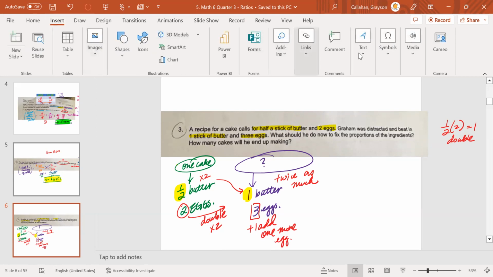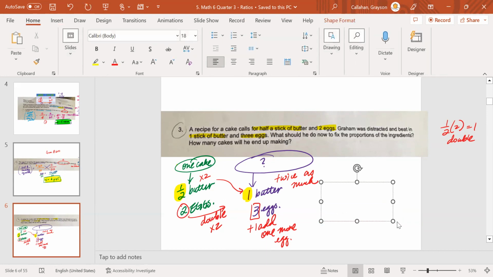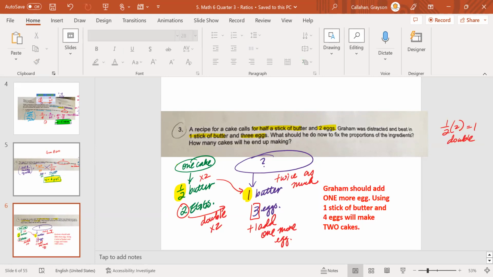So when it says, what should he do? What do you think he should do? Yeah. So then how much cake will he make? No, 1 cake is half a butter. Okay. Using ones, we'll make 2 cakes. Does that make sense? Okay, so that's good that you're getting this. All right, the last one, question number 4.